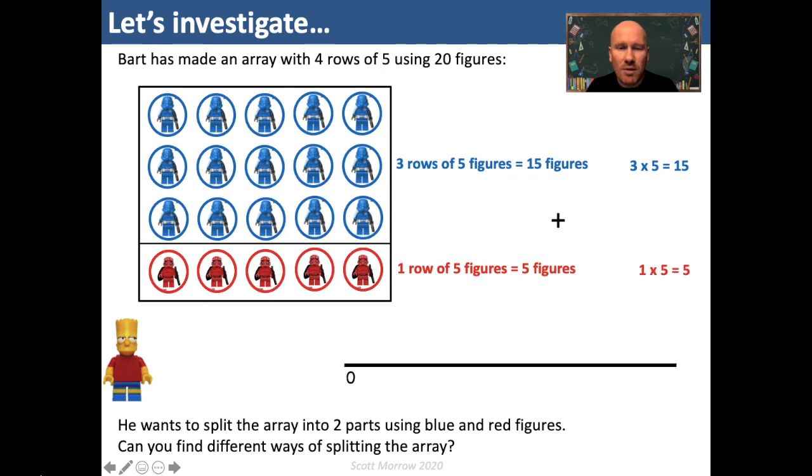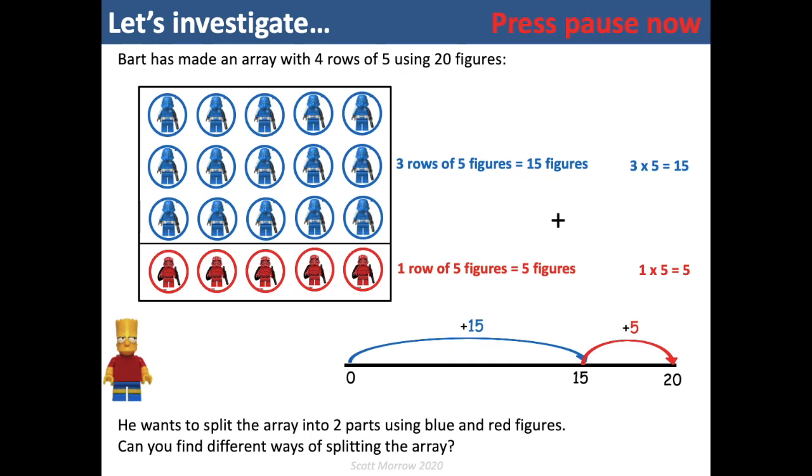And we can use a number line to record how we work this out. We've got 15 blue figures and we're adding 5 red figures to give us our 20. Can you find other ways that Bart could split that array into 2 parts? Pause the video for 8 to 10 minutes. Use double-sided counters if you've got them to make those arrays. You can draw those arrays and write a description of them and then write the multiplication story. You might even want to use a number line to show how you would add the parts at the end.